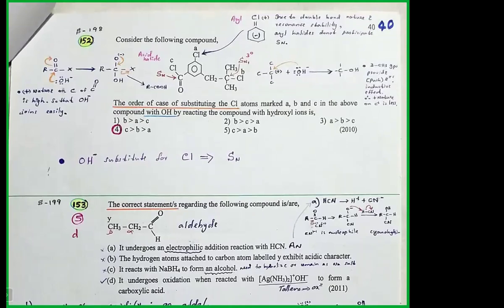The order is... order of what? In order of ease of substitution of the chlorine atom. Maybe increasing, maybe decreasing, it's just the way they have given. Higher should be C, lower should be A. Either increasing or decreasing, the only possible answer is 4. You cannot get any other answer. They were not saying increasing or decreasing.